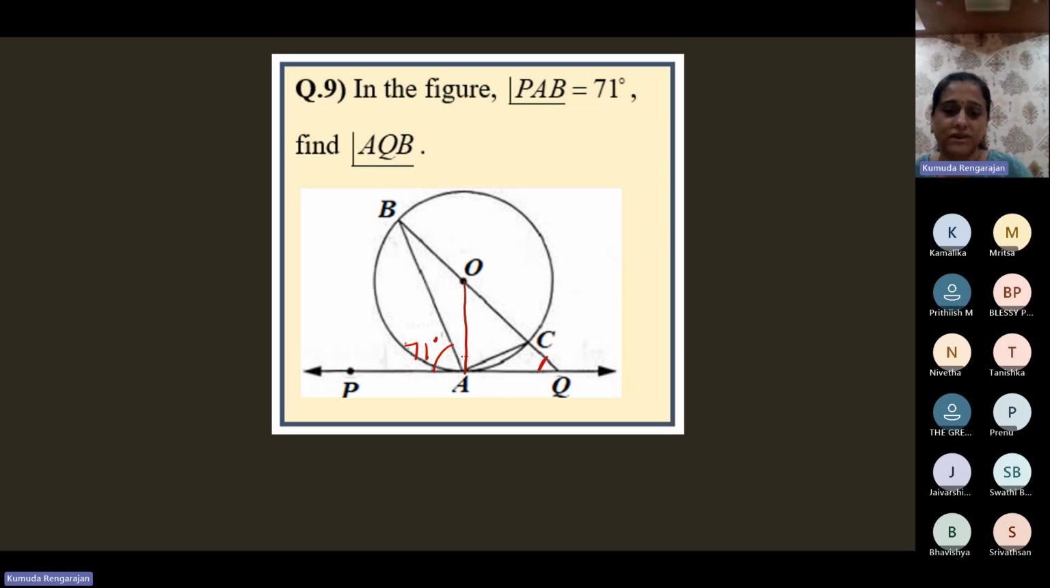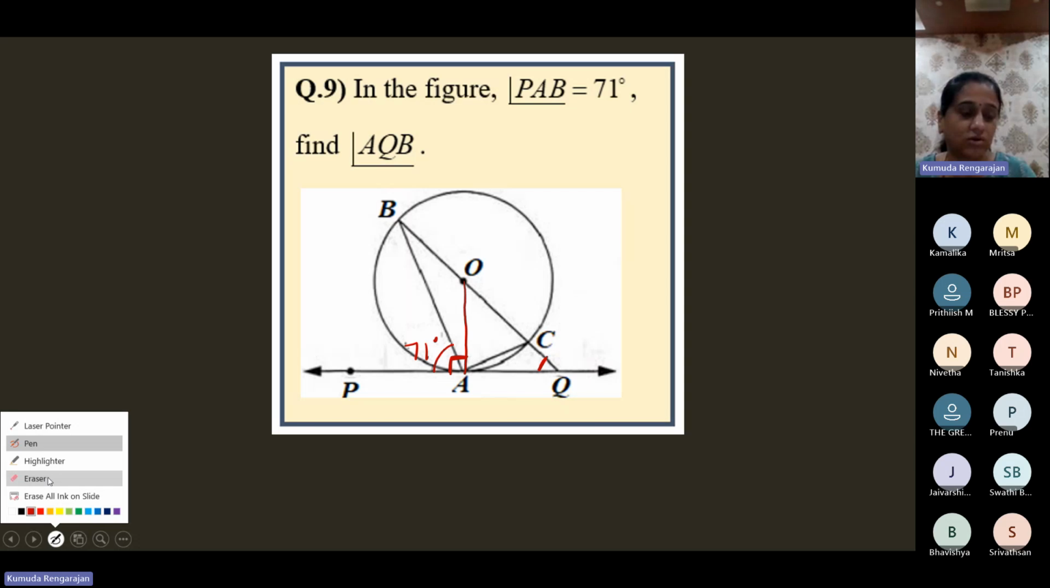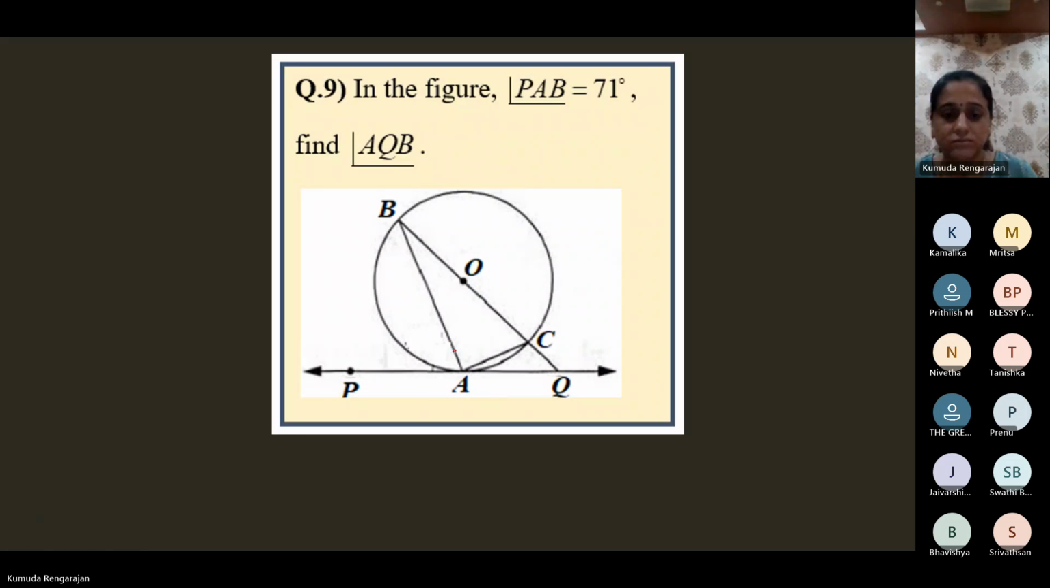Okay, so now this is 90. Yes, this is 90. Okay, 1 minute. Let me just think about the different ways available. So while you think, even I'll think. Okay, I got one way of doing it. I think that will be the shortest. Okay, you can use the exterior angle property.